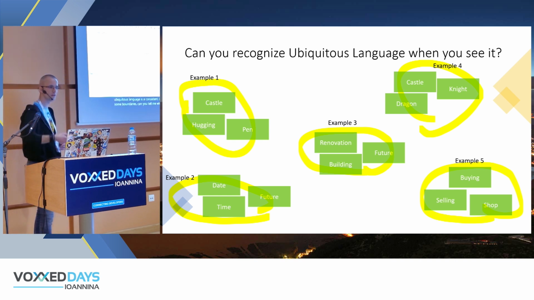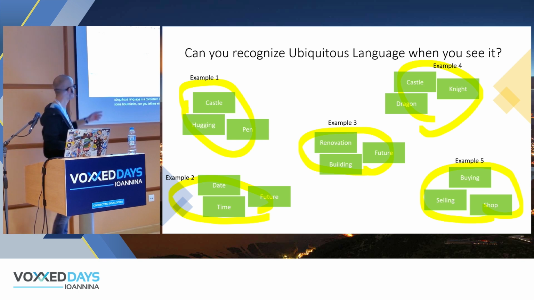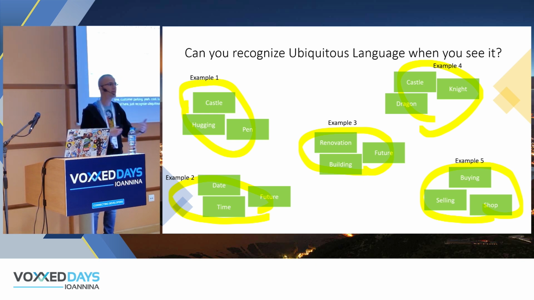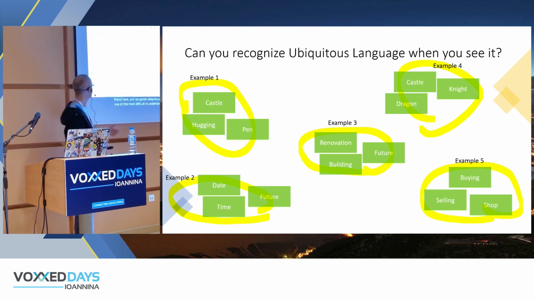Yeah, the first one. Castle, hugging, pen. Yeah, cool. And just take a look, my friend here just recognized a ubiquitous language problem. This is one of the most difficult to understand patterns of DDD, too much D in DDD, without my heuristic. This language is not consistent. How do castle and hugging work together?